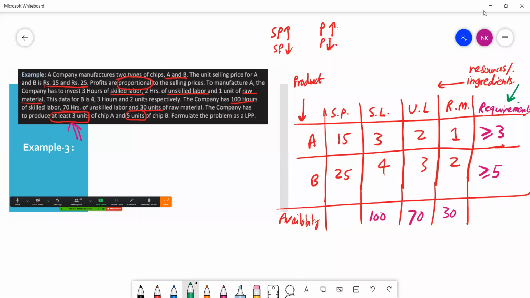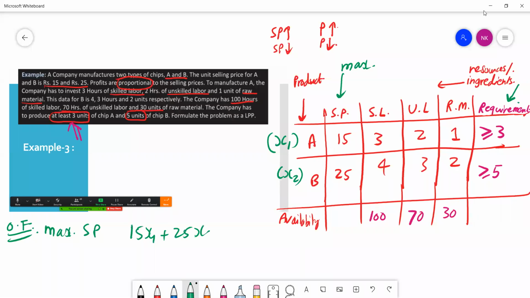So let's make the mathematical model. Our objective function is to maximize the selling price. You can even write maximize profit because profits are proportional to selling price. Let me say that the company manufactures X1 units of A and X2 units of B. So our objective function will be to maximize 15x1 plus 25x2.